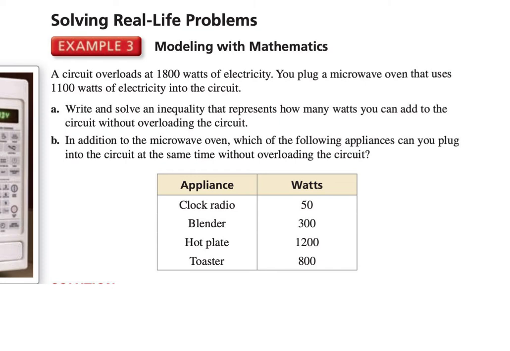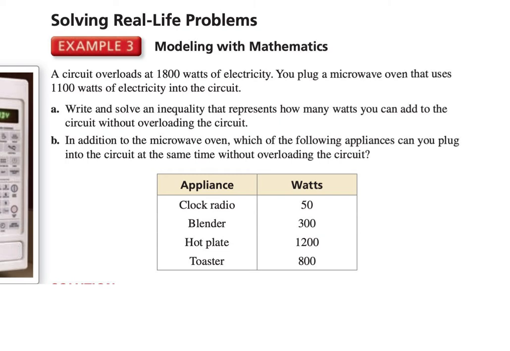Okay, a circuit overloads at 1,800 watts of electricity. You plug a microwave oven that uses 1,100 watts of electricity into the circuit. Part A, write and solve an inequality that represents how many watts you can add to the circuit without overloading the circuit, okay?